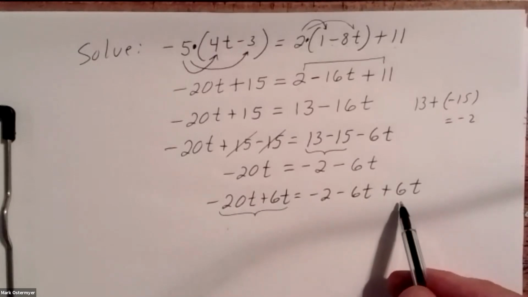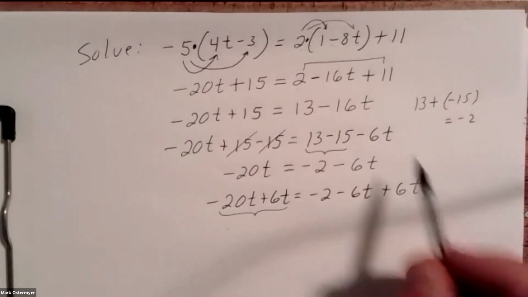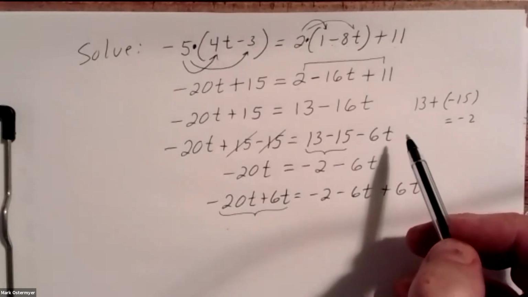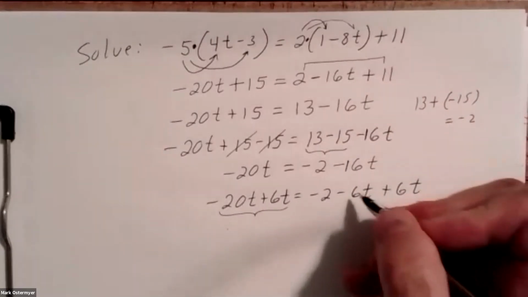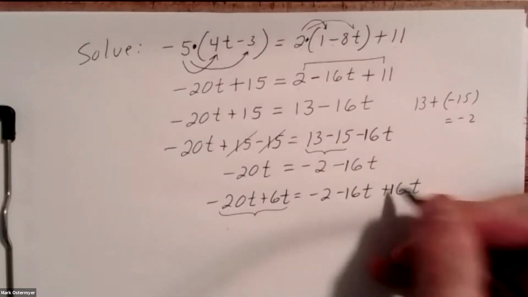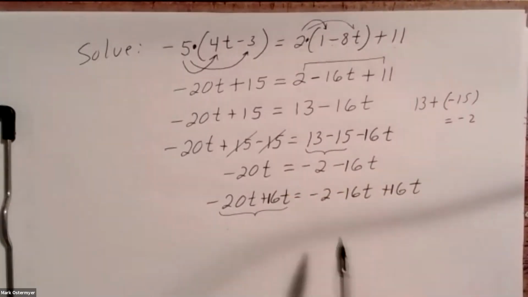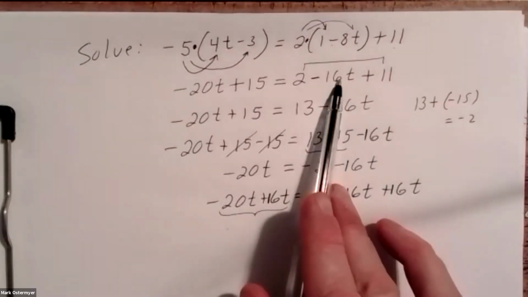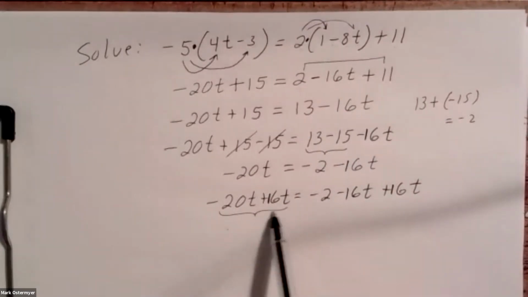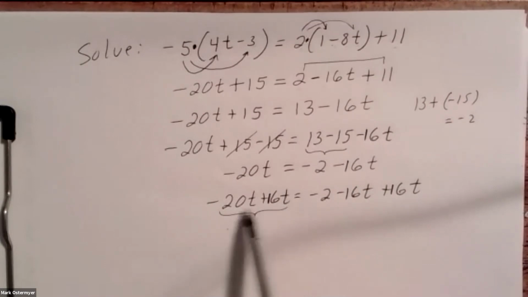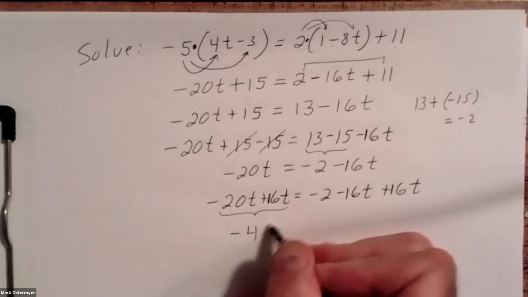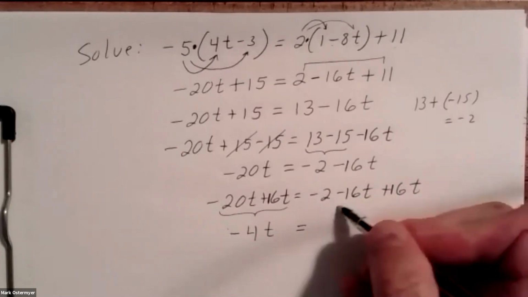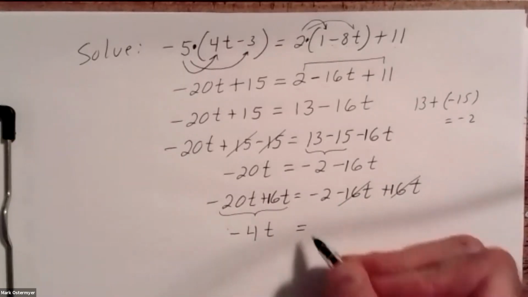Wait a minute here. We had 16t up here. I apologize. That's minus 16t, so we're going to add 16t to both sides. I do apologize, ladies and gentlemen. Yeah, it's minus 16t. So we add 16t. What's -20t plus 16t? Negative 4t is equal to, the 16t's drop out to 0, and we're left with -2.